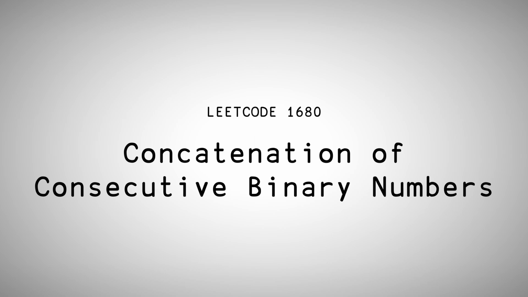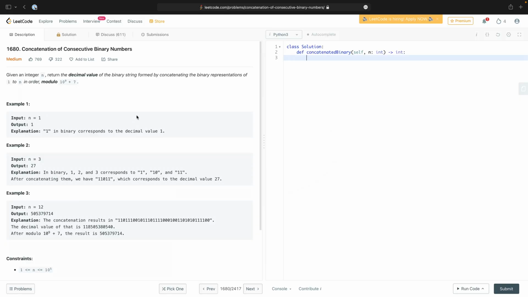Today we are doing the concatenation of consecutive binary numbers problem. Given an integer n, return the decimal value of the binary string formed by concatenating the binary representations of 1 to n in order, modulo 10 to the 9 plus 7.